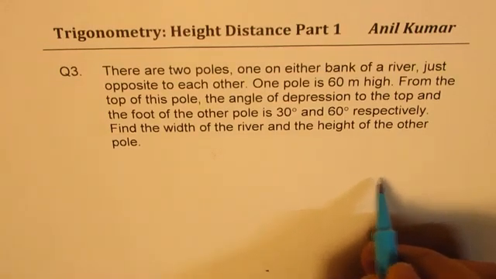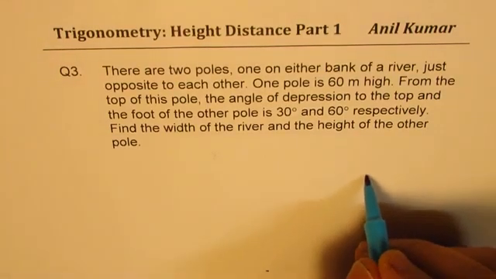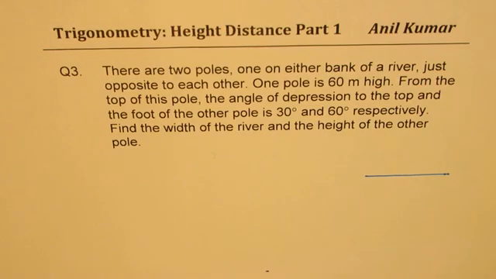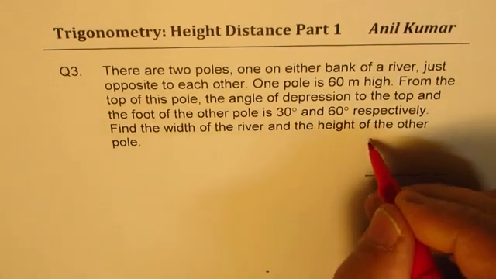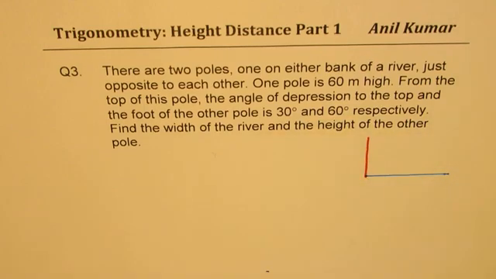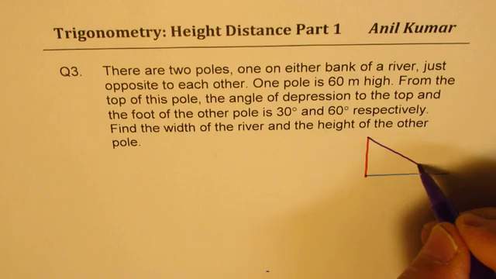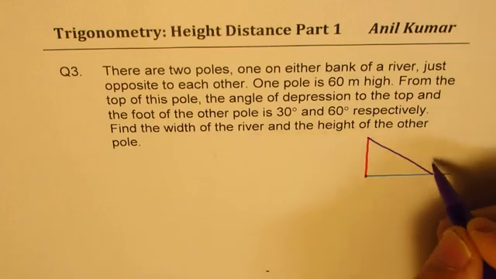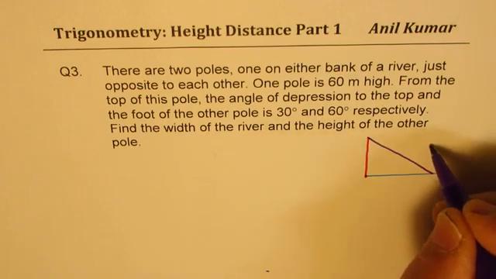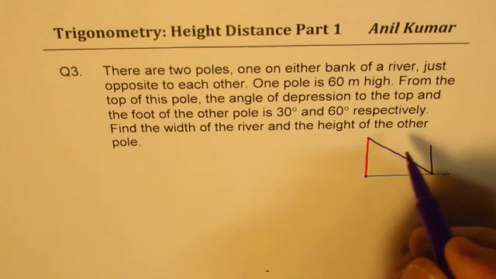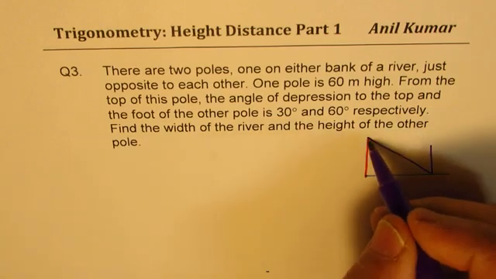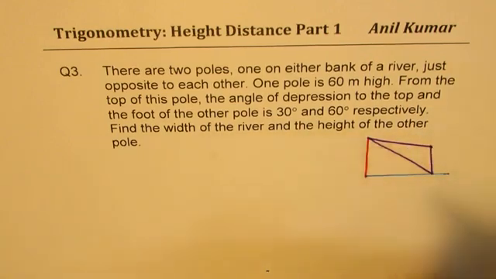So let's sketch. Let's say this is the river. Okay, so this is the river in between, and let me sketch the poles. So this is one pole here. The other pole is on the other side. So let me draw a line here. So let's say this is the other pole. Okay, and the line of sight is kind of like this.